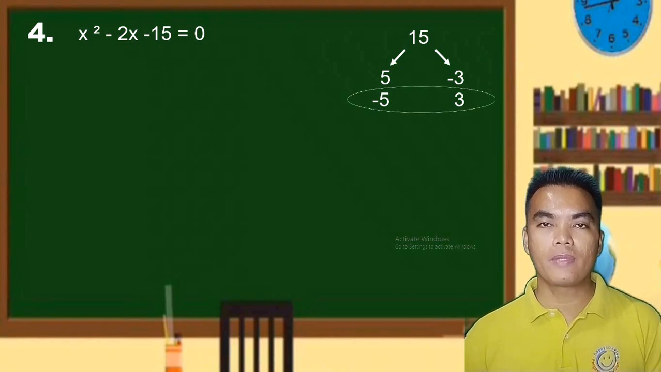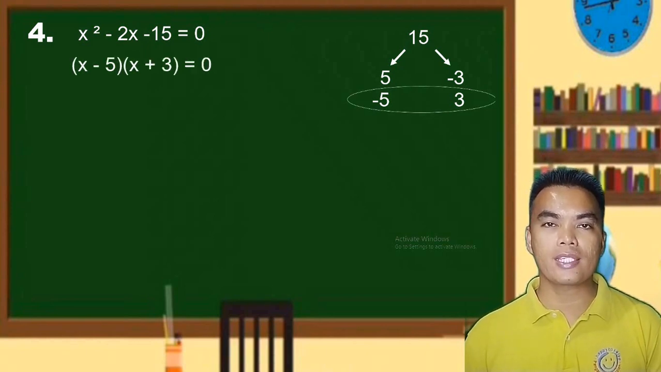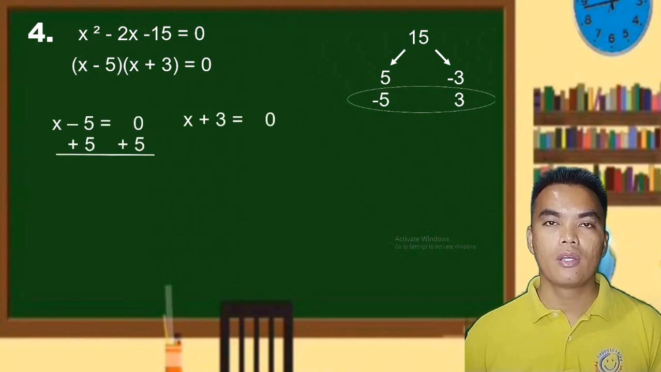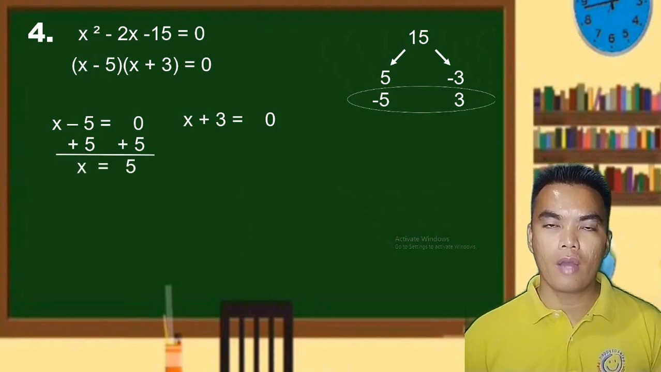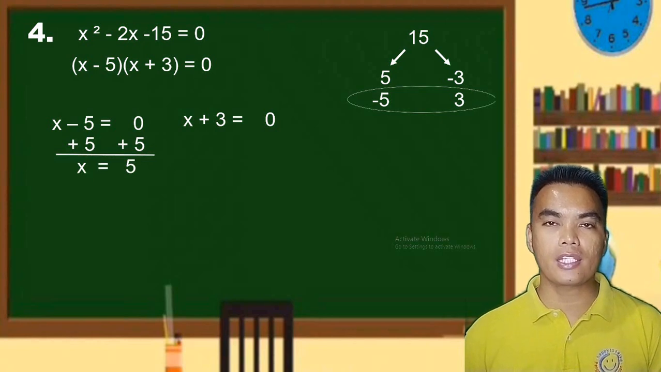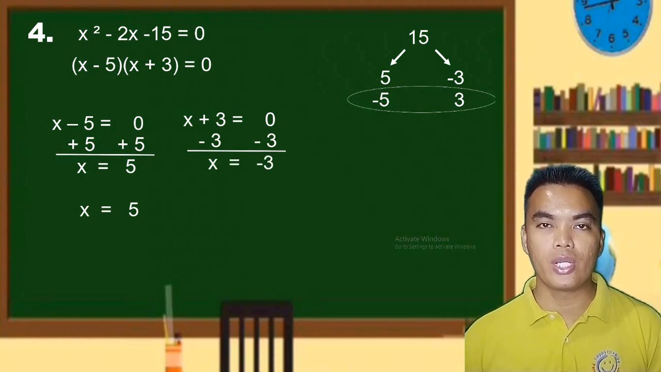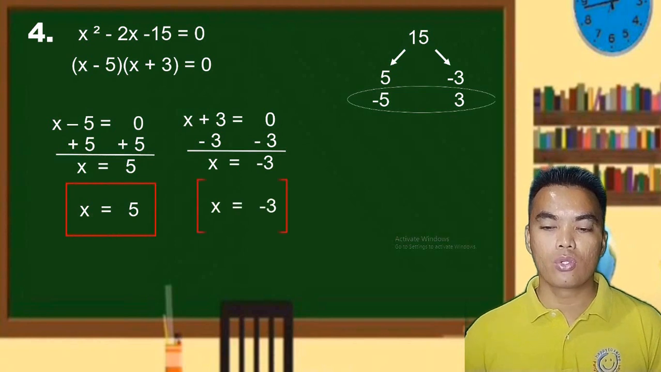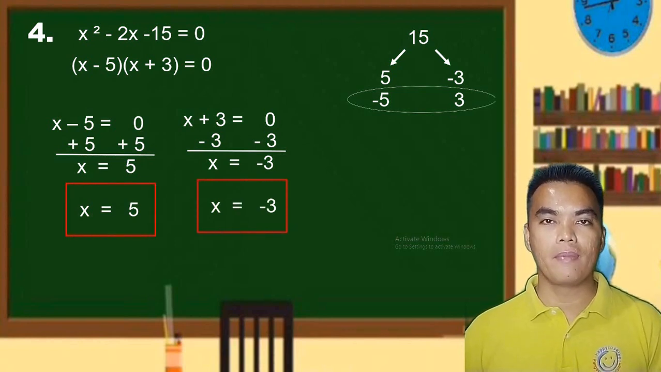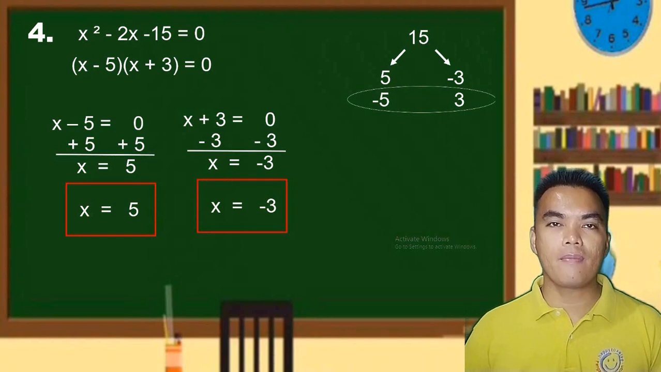So the factored form of the given equation is x minus 5 times x plus 3 equal to 0. If we get the value of x from the first equation, we will add 5 to the two sides of the equation. So we will get x equal to 5, and that is the first solution of the given equation. The next equation is x plus 3 equal to 0. So we need to subtract 3 from the two sides of the equation. So what do we have? x equal to negative 3, and that is the second solution. So these are our answers: x equal to 5 and x equal to negative 3. Let us have another example.